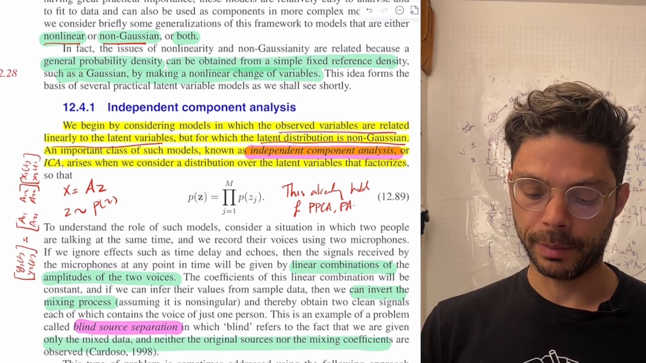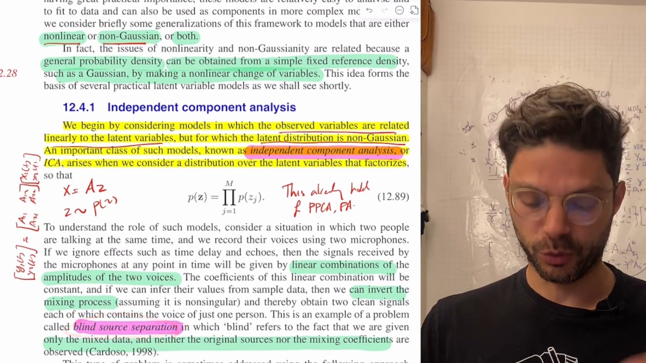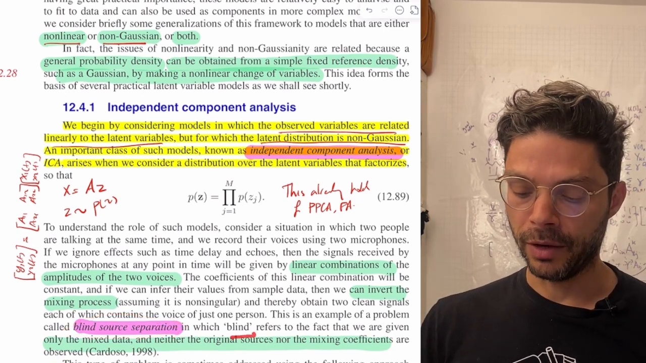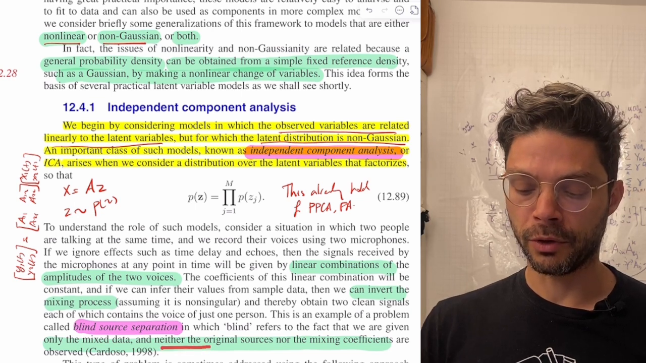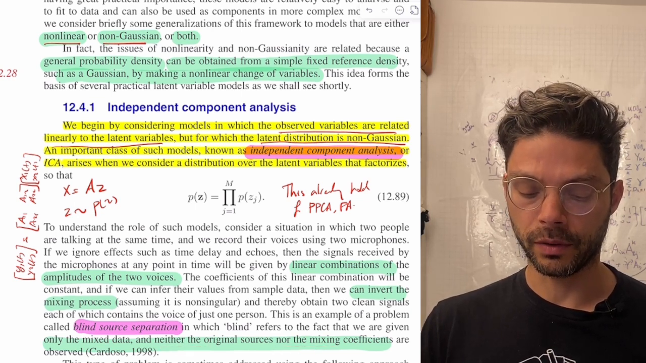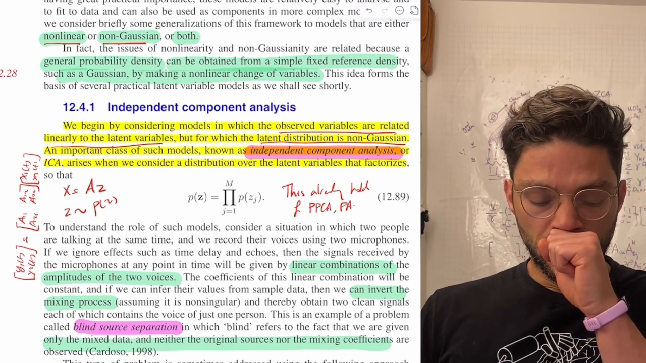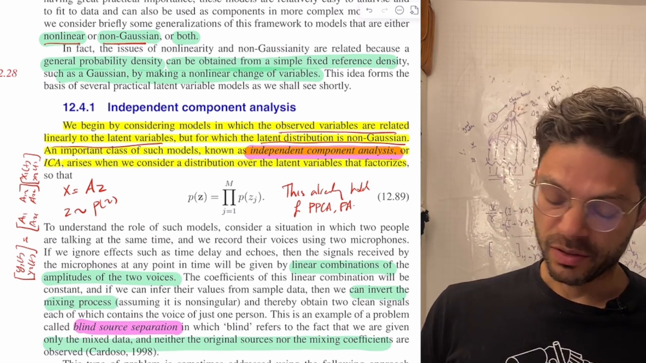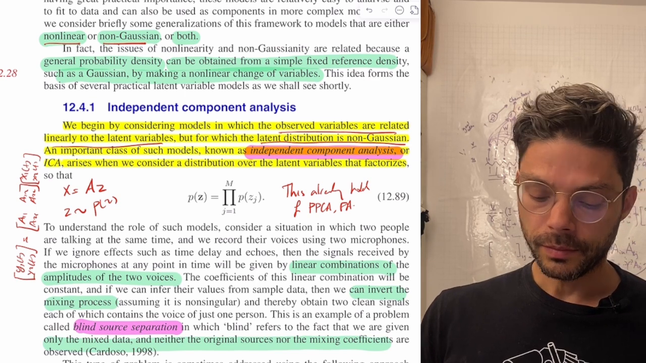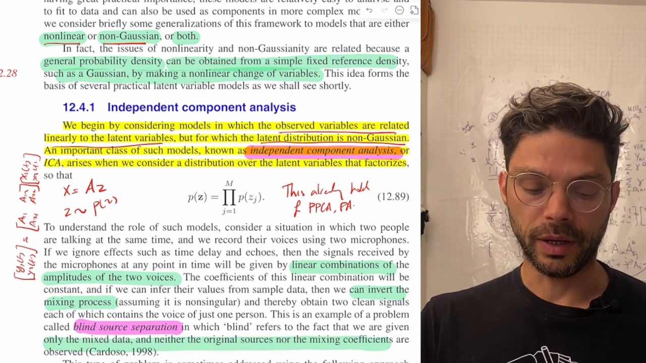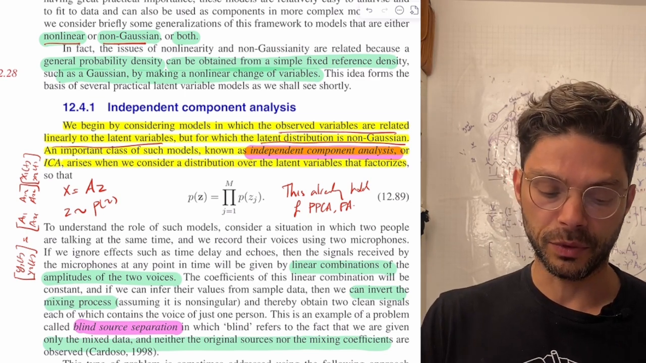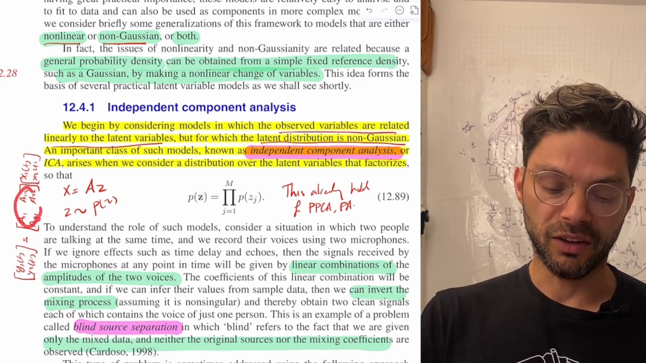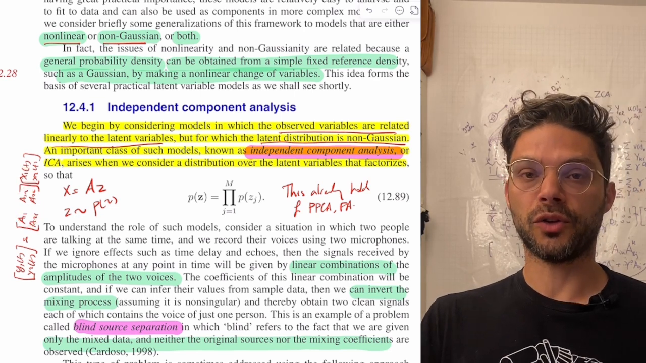This is an example of a problem called blind source separation. You'll hear about this a lot, in which blind refers to the fact that we are given only the mixed data, and neither the original sources nor the mixing coefficients are observed. Obviously, if we had them, this wouldn't be a problem. So we need to get the x's and the a's, and the question is, can we even do that?